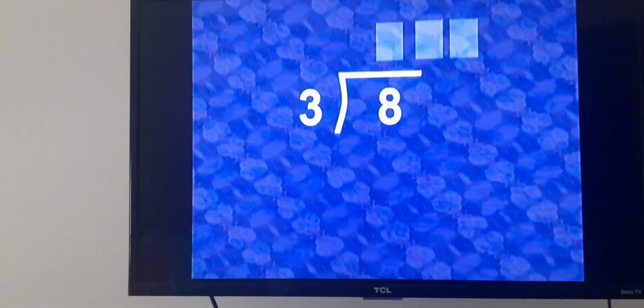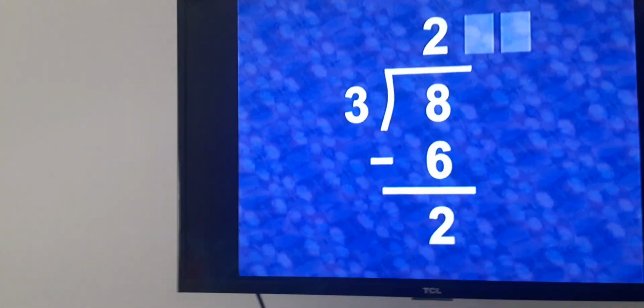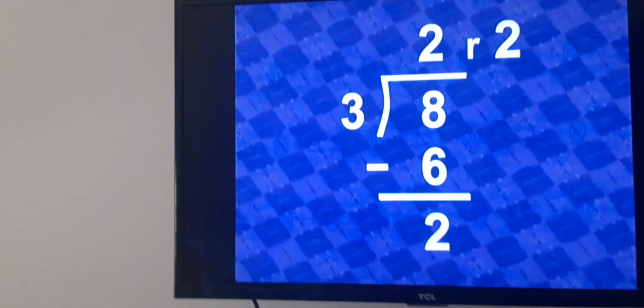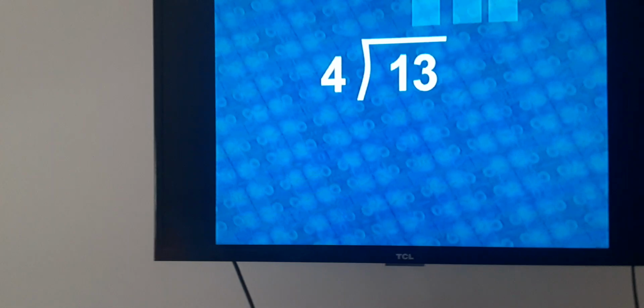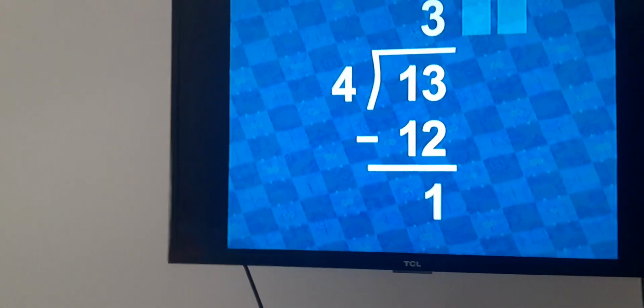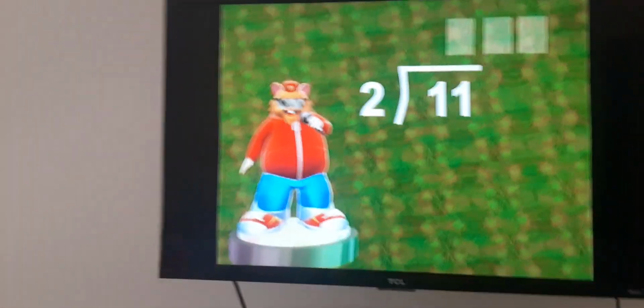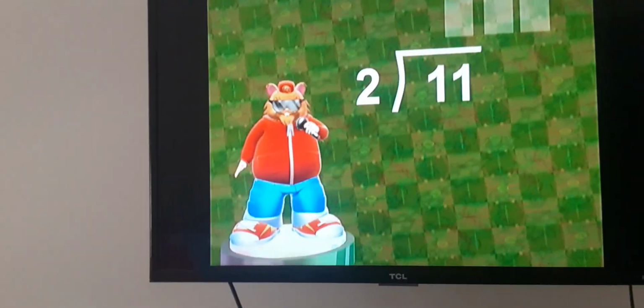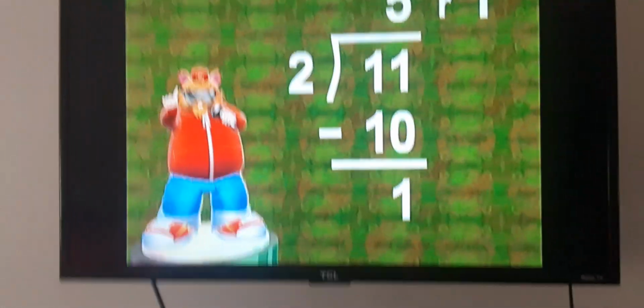8 divided by 3 is 2, remainder of 2. 13 divided by 4 is 3, remainder of 1. 11 divided by 2 is 5, remainder of 1. Yeah.